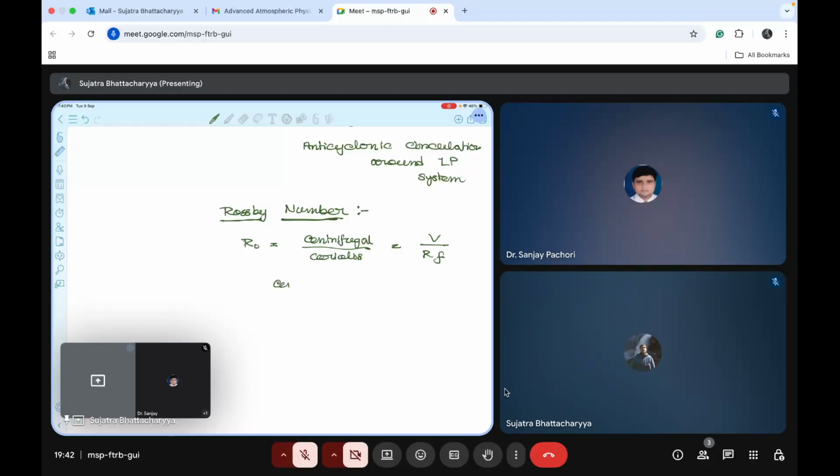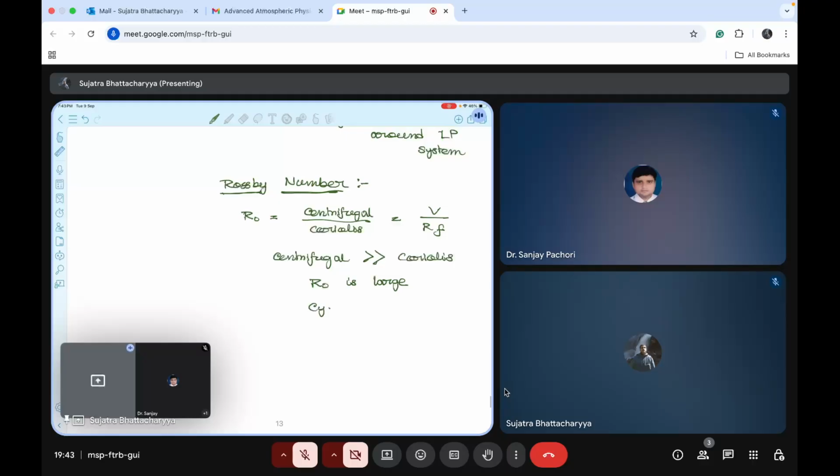So if centrifugal becomes much more dominant over Coriolis, then your R naught is large. And in that case, we generally have cyclostrophic wind.